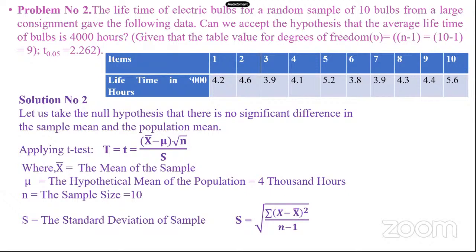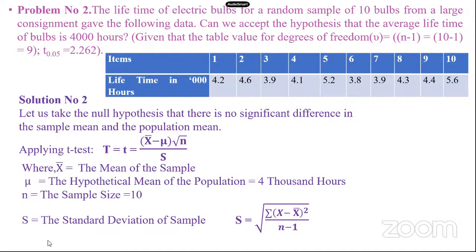Given that the table value for degrees of freedom n-1, that is 10-1=9, at 5% level — मागचं 1% लेवल होतं, आता या ठिकाणी 5% लेवल आहे, डिग्रीज ऑफ फ्रीडम 9 आहे — t at 0.05 level is equal to 2.262. ही टेबल व्हॅल्यू आहे आणि तुम्हाला डेटा खाली दिलेला आहे.